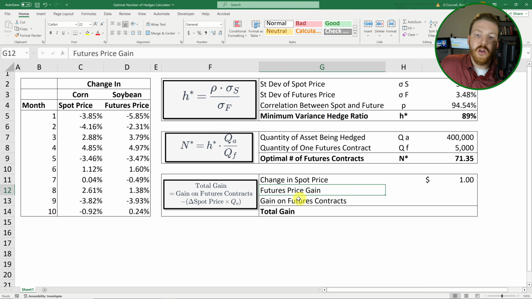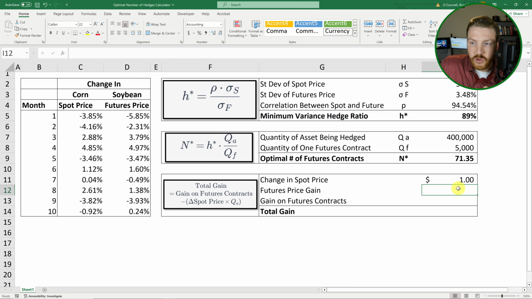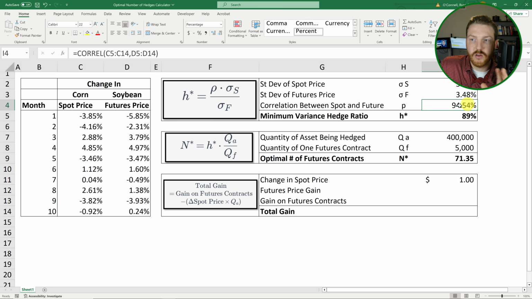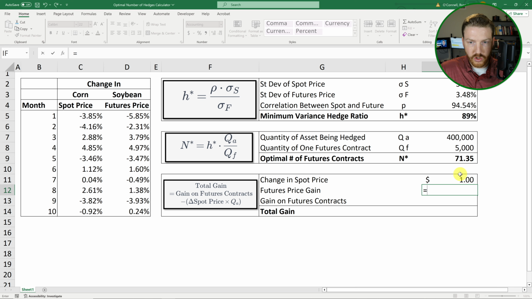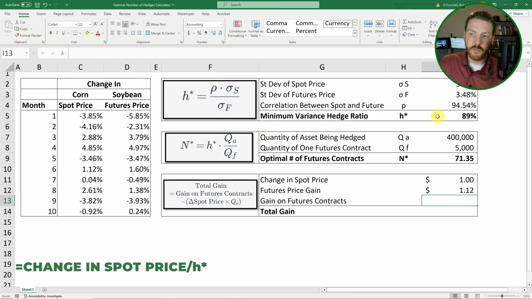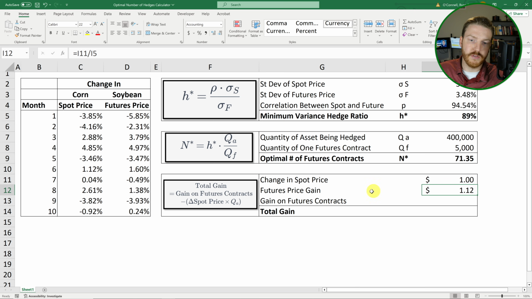Now we can calculate what is the total change in the dollar value of a price of a single soybean bushel. And to do that, we're going to make the assumption that the correlation between the spot and the future price holds true, and this minimum variance hedge ratio holds true. So what we should expect to see in the change in price of the future, or the soybean bushel, is just going to be equal to that change in the price of the spot price divided by the minimum variance hedge ratio. So we should expect each bushel to increase by $1.12.